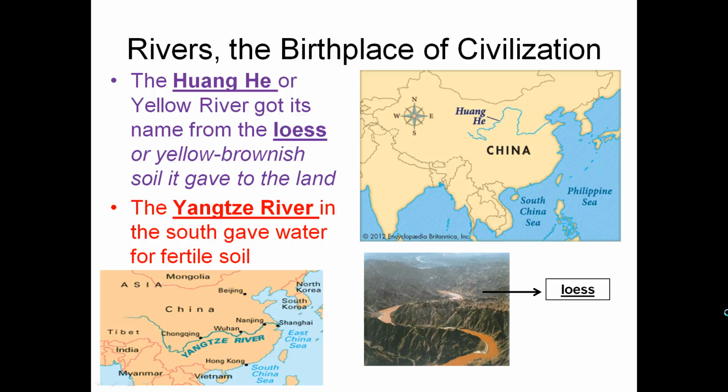The rivers are very important to every civilization. China had two main rivers. The Huanghe, or Yellow River, gets its name from loess, the yellow-brownish soil that it gave to the land, which you see here in this picture at the bottom, which really gave it the nutrients it needed to grow food. And the Yangtze River, which is in the south, gave water and fertility to the land as well.